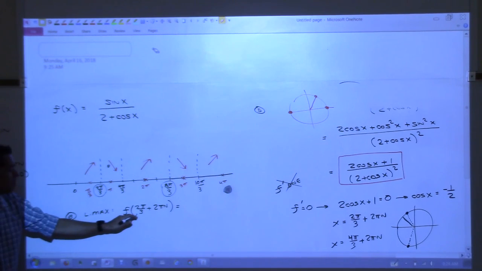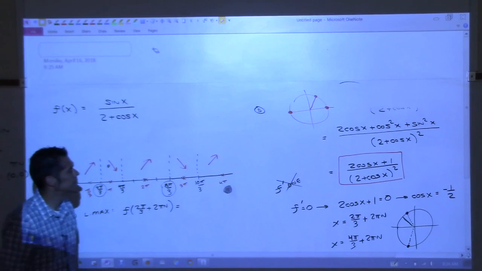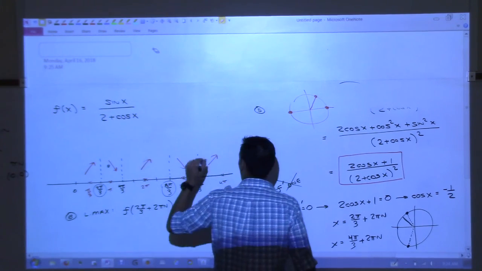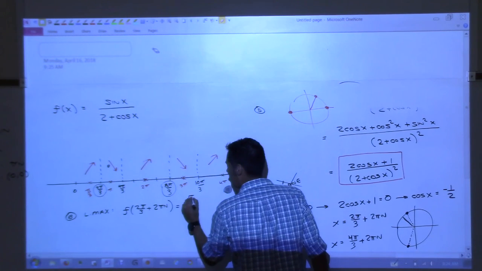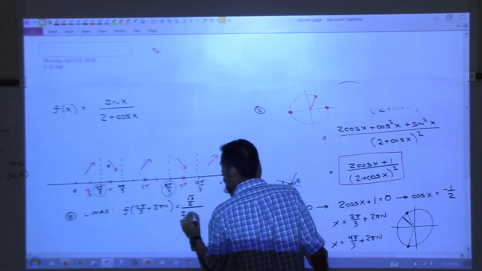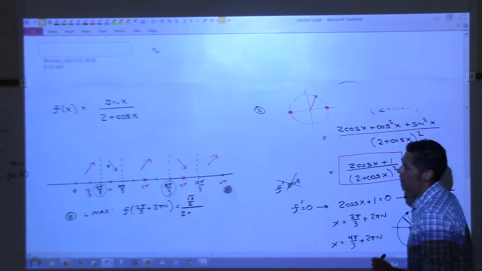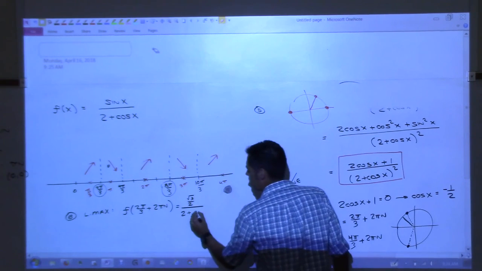So let's just plug in 2 pi over 3. So what was sine of 2 pi over 3? That's the y coordinate over there. So root 3 over 2 over 2 plus, what was cosine of 2 pi over 3? 1/2? Negative 1/2?